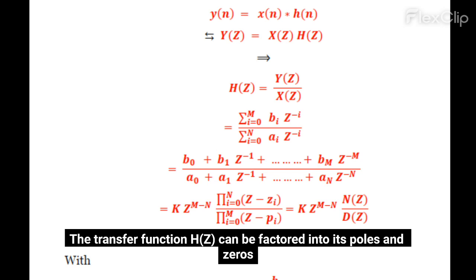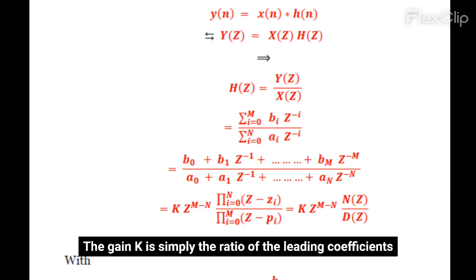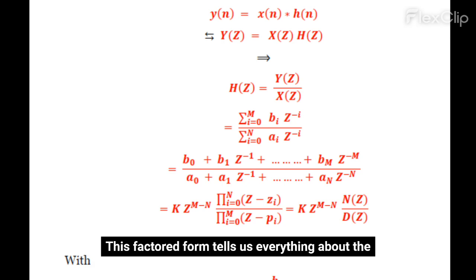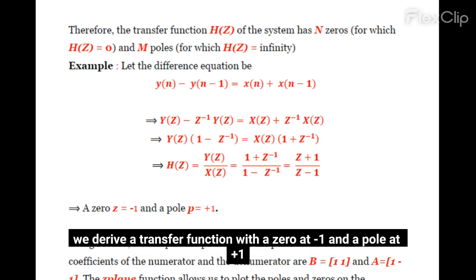The transfer function H(z) can be factored into its poles and zeros. The b coefficients determine the zeros, and the a coefficients determine the poles. The gain k is simply the ratio of the leading coefficients. This factored form tells us everything about the filter's stability and frequency response. Let's look at a practical example. For this specific difference equation, we derive a transfer function with a zero at -1 and a pole at +1.